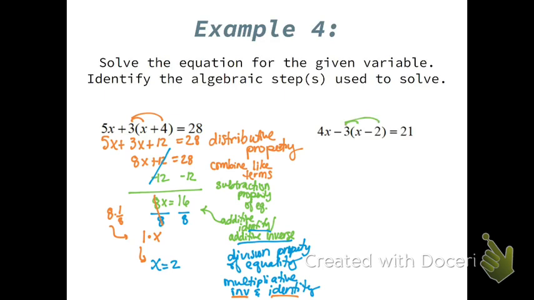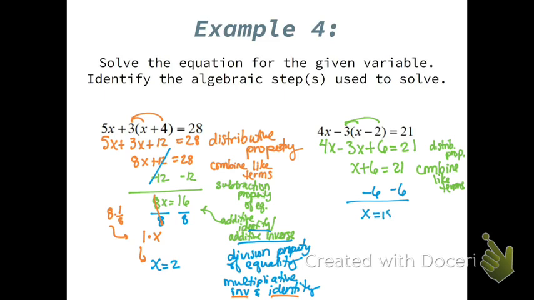Right, and one more example, again starting with our distributive property and then combining your like terms. And then next we're going to subtract the 6 from both sides. And again, there's basically 3 steps happening there. Subtracting 6 from both sides is your subtraction property of equality. Having the 6 minus 6 zeroing out, that is technically the same thing as adding -6, which is your additive inverse. And then x plus 0 just equaling x on the left-hand side, that is your additive identity.